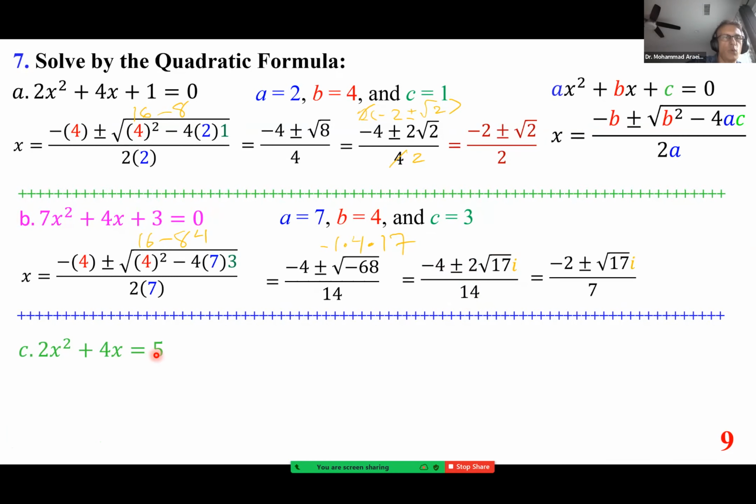In this case, number 1, move the 5 to the left. You cannot use the quadratic formula unless everything is on the same side. A is 2, B is 4, C is negative 5. Plug in.